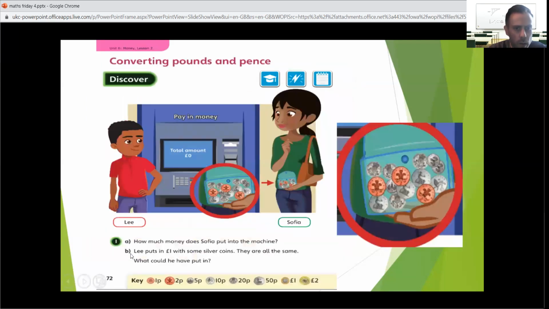Whoa, hang on. Let's go back. 1B. Let's see what Lee's up to. Lee puts in £1 with some silver coins. They are all the same. What could he have put in?